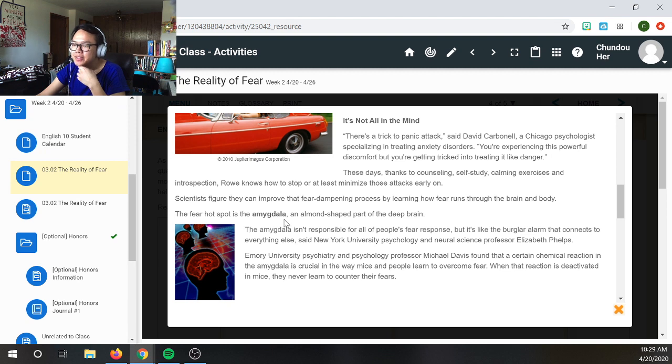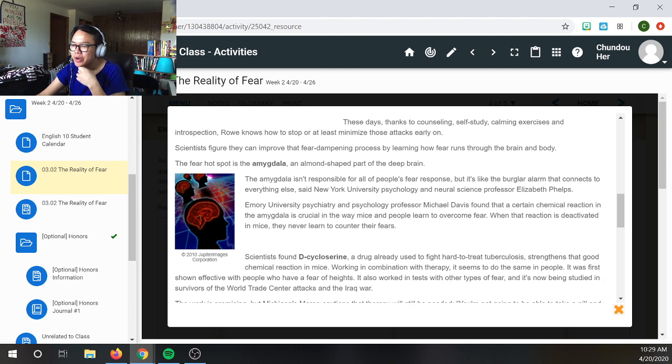So the fear hotspot is the amygdala, an almond-shaped part of the brain. The amygdala isn't responsible for all people's fear response, but it's like the burglar alarm that connects to everything else, said the New York University psychology and neuroscience professor Elizabeth Phelps.